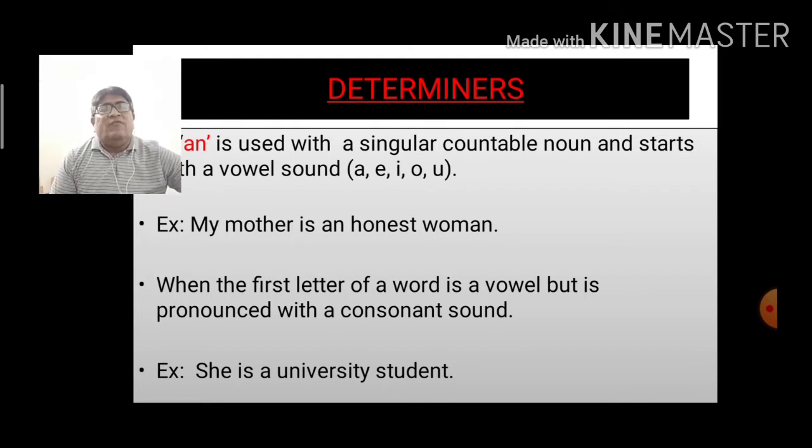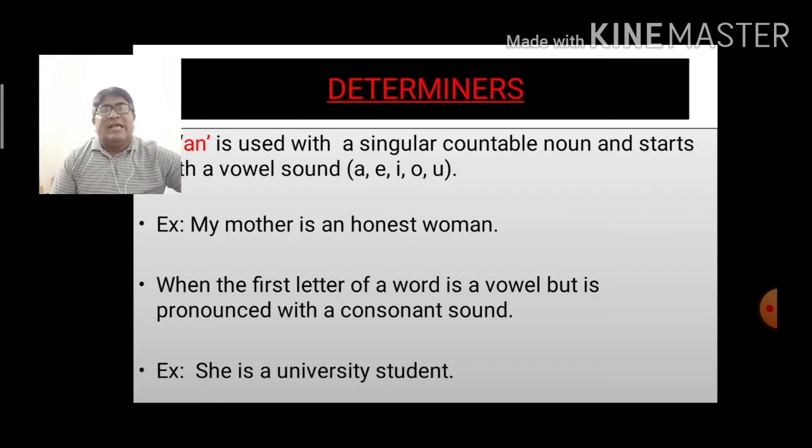So here woman is a noun, but before woman the word honest is there, which is an adjective, and before the adjective we have to use the article an. The next point is that when the first letter of a word is a vowel but is pronounced with a consonant sound. For example, she is a university student. So here university is also a noun, and its first letter is a vowel, but it is pronounced as yo. Yo sound is there, and that's why we have to use the article a before university.